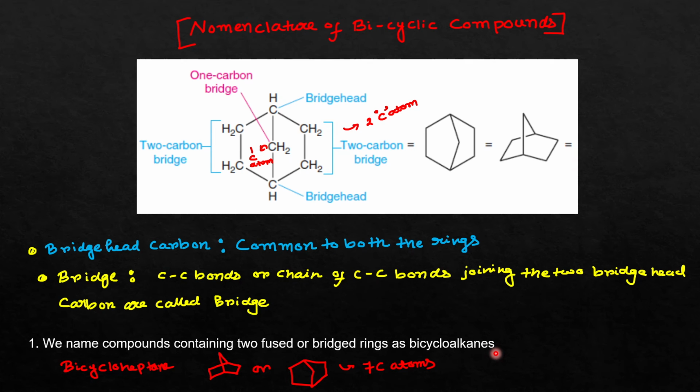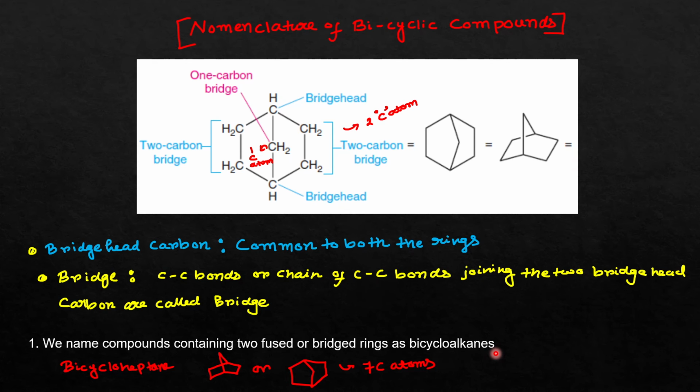Now in that case you have to start the numbering from one of the bridgeheads. Suppose these two are bridgeheads, and we start with this bridgehead, then you have to go in such a way that you first pass through the longest bridge. If you go in the clockwise direction, you will encounter a total of 1, 2, 3, 4 carbon atoms. On the other hand, if you go in the anti-clockwise direction, you will encounter a 3-carbon bridge. So this is the longest bridge, so you have to do the numbering in the clockwise direction: 1, 2, 3, 4, 5, 6, then 7, 8, 9. So you again came back to the first bridge.